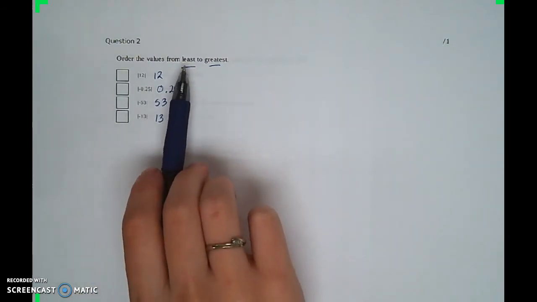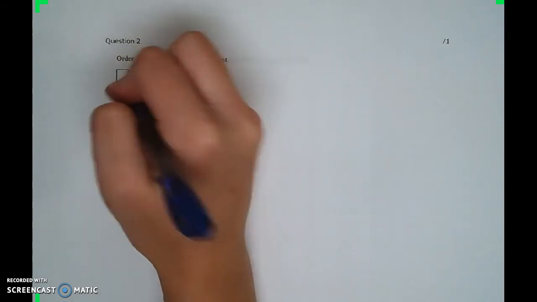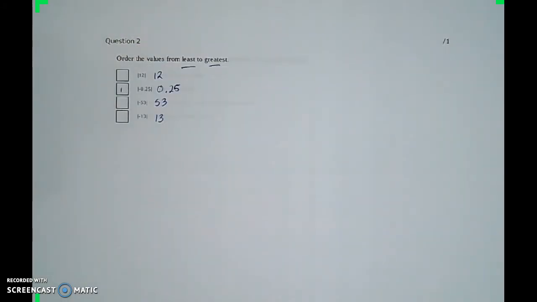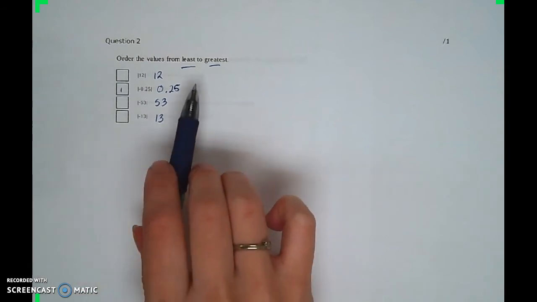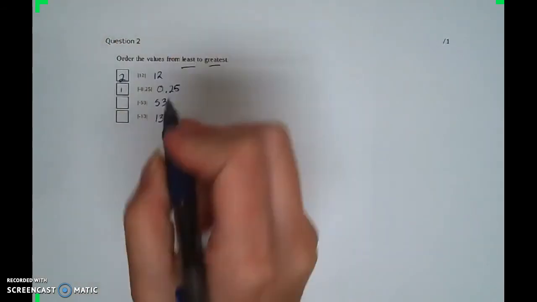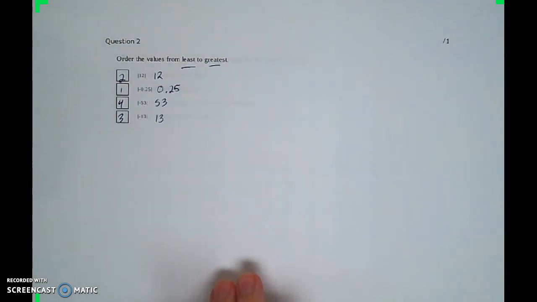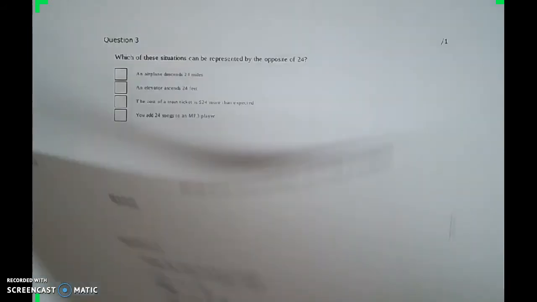So since we want to go from least to greatest, the least number here is going to be 0.25. So that's going to be our number 1. And then the next number would be 12, which will be 2, then 13 is 3, and then finally we have 53 in the 4th spot.